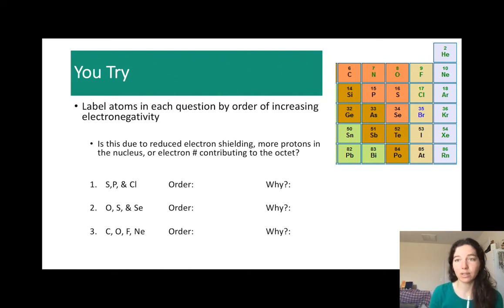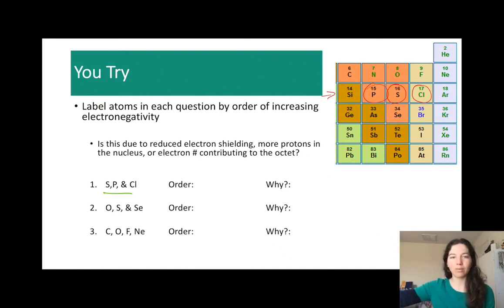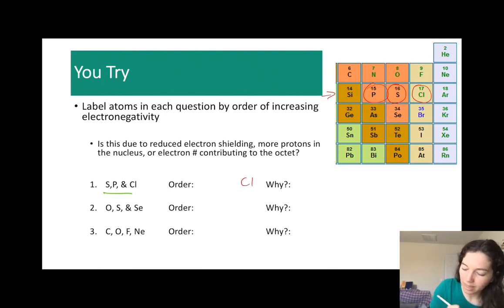Let's take a look at how to answer these. So we have sulfur, phosphorus, and chlorine for the first one. Sulfur is here, phosphorus is here, and chlorine. They're all in the same period, or row, of the periodic table, so electron shells are not an issue here. They all have the same amount of electron shells, three, because they're in row 3. So what's happening here is that they're gaining protons. The most electronegative is going to be chlorine, the least is going to be phosphorus, and sulfur in between, because of protons.